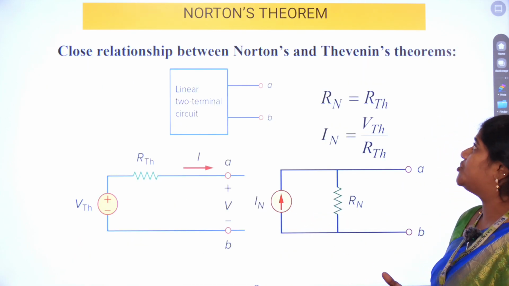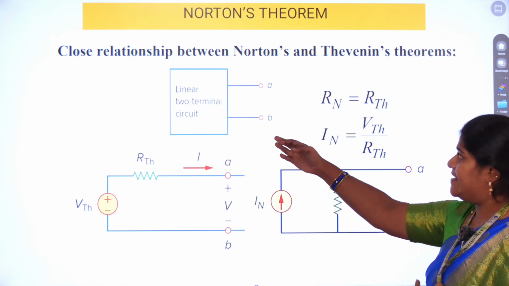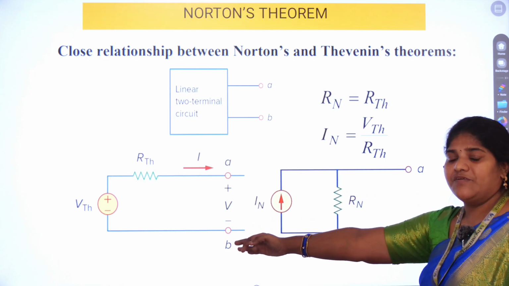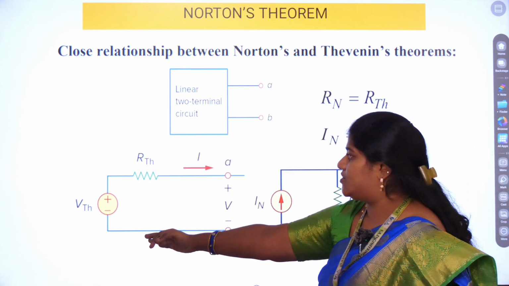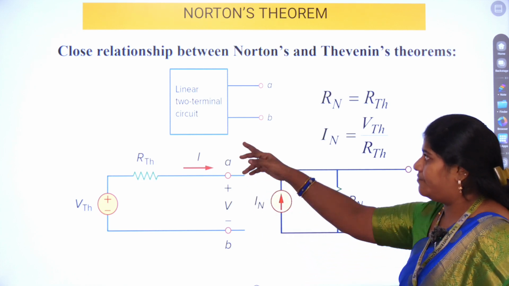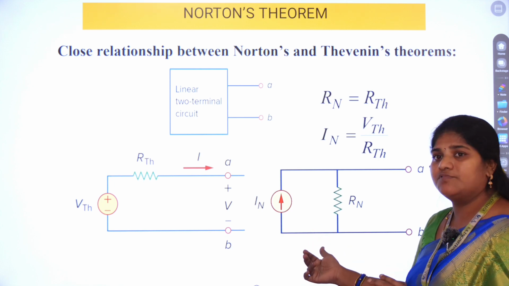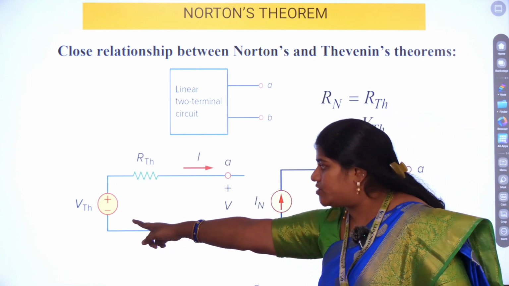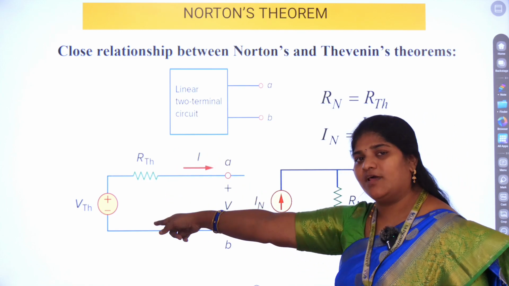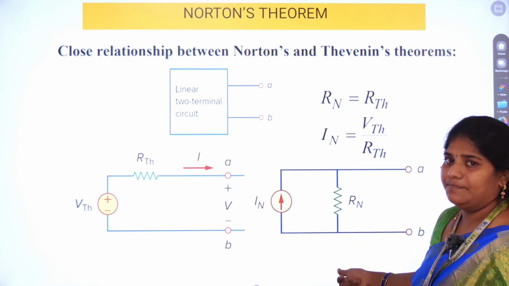And this is the close relationship between Norton's theorem and Thevenin's theorem. Any linear two-terminal circuit can be converted into a Thevenin's equivalent circuit with VTH and RTH in series. Coming to Norton's, the same two-terminal network using Norton's, this is the equivalent circuit. So what difference can you observe? Closely find that the voltage source VTH is replaced by a current source, and the resistor RTH, which is initially in series for Thevenin, will now be called RN, and it should be placed in parallel.